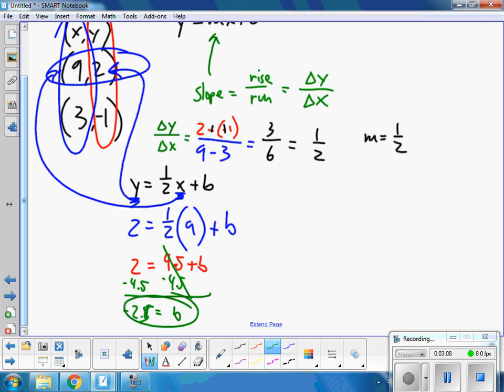I have all my pieces. I can write my equation. Y equals my slope, which we found is 1/2 x, and I got to look and see, okay, it's negative, minus 2.5. So my y-intercept being -2.5, that is.